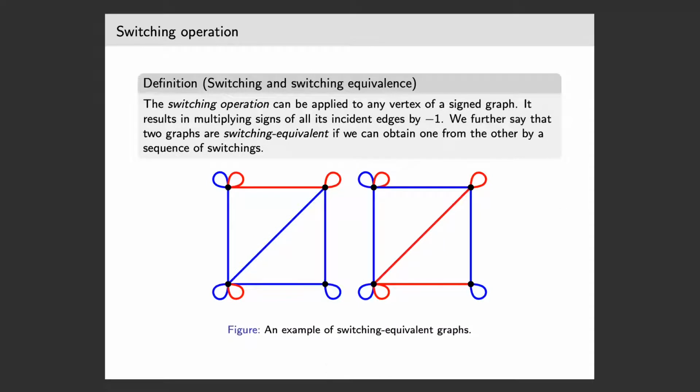An important operation is the switching operation. This can be applied to any vertex of a signed graph, and it results in multiplying the signs of all its incident edges by -1. We further say that two graphs are switching equivalent if we can obtain one from the other by a sequence of switchings. For example, in the figure below, we can get the graph on the right from the graph on the left by switching at the highlighted vertices.